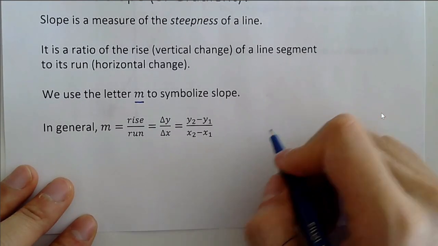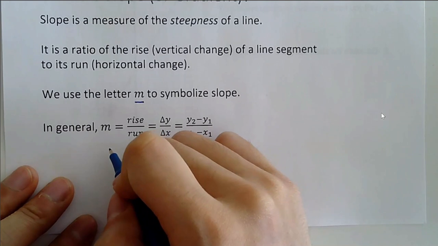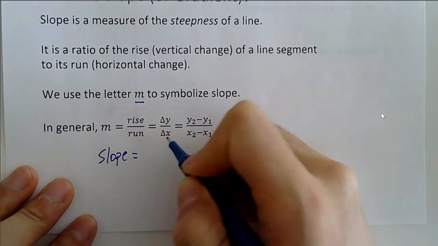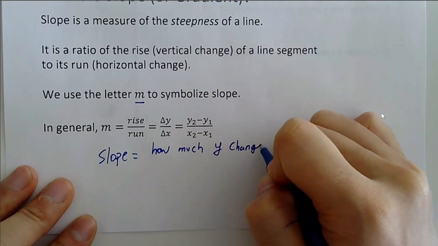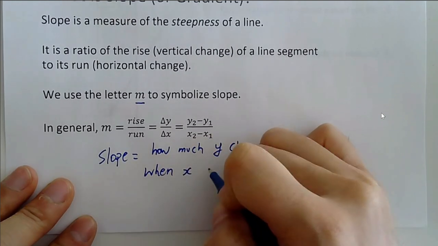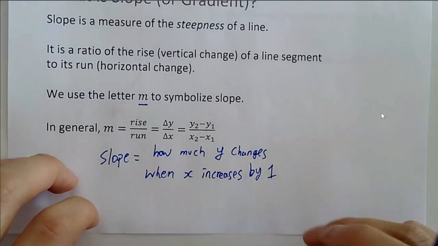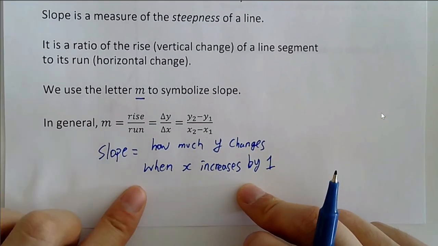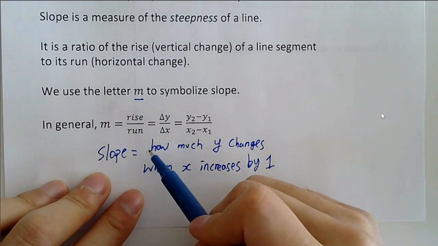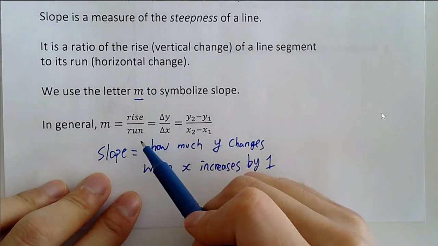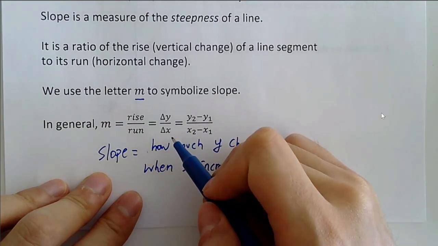What it really means is that the slope tells us how much y changes when x increases by 1. The easiest way to remember how to calculate the slope is remembering rise over run, or the difference of y divided by the difference of x.